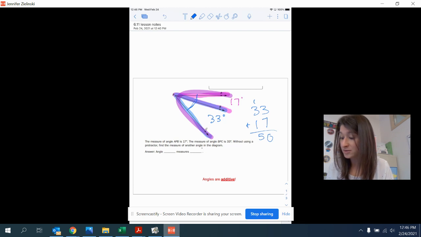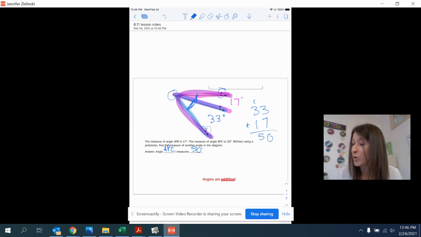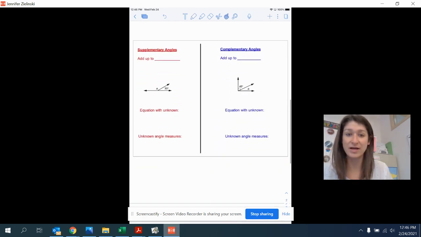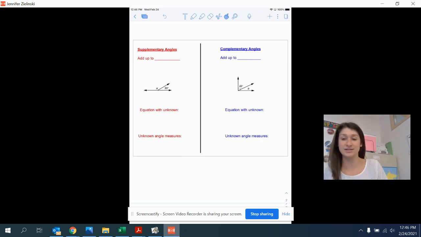So angle, and again, we have to label it APC because we're trying to figure out this angle measure. So we have to label it here, angle APC measures 50 degrees. We can use our knowledge from a measurement we're given from one angle and another to figure out the missing piece. Let's take a look at some vocabulary words that'll help us with today's lesson and getting some practice with more additive angles.